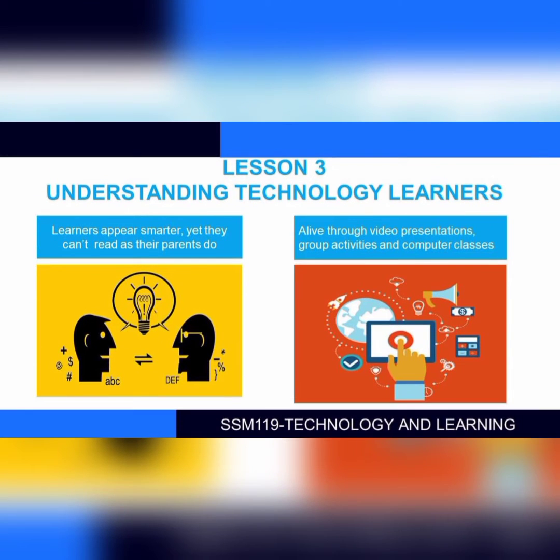Now, let's proceed to Lesson 3. Under understanding technology learners, let us accept the fact that people have become more dependent on technology, especially the learners, who prefer studying with the integration of technology. Learners appear smarter, yet they cannot read as their parents do. Students nowadays are good at operating a gadget but cannot use this skill in educational matters.